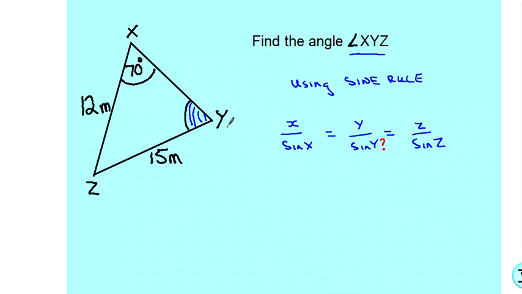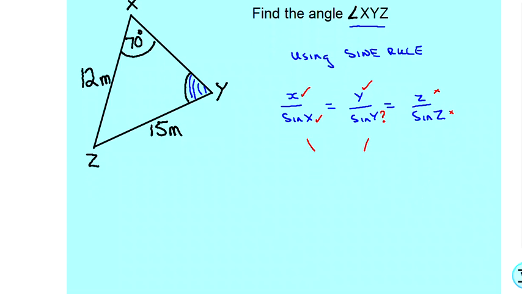Let's go through the rest of it. What is 15? That's small x. So I know that one. Do I know the angle at x? Yes, it's 70. Do I know small y? Yes, it's 12. Do I know angle z or small z? No, I don't know that. So the two ratios I'm going to use this time are those two. Three things I know and one thing I don't know. That has to be the case.